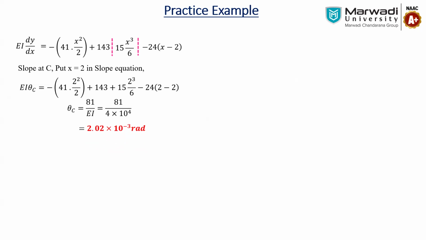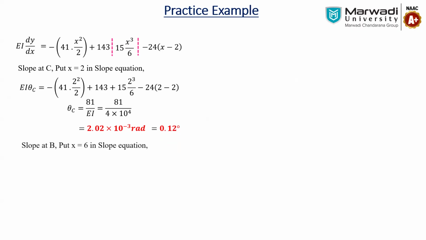Suppose if you have to find out this in degrees, we have to multiply by 180 and divide by pi. So it will give 0.12 degree. Again, when we have to convert radian to degree, we have to multiply by 180 and divide by pi. So you can check the answer, which is nothing but the slope at C.